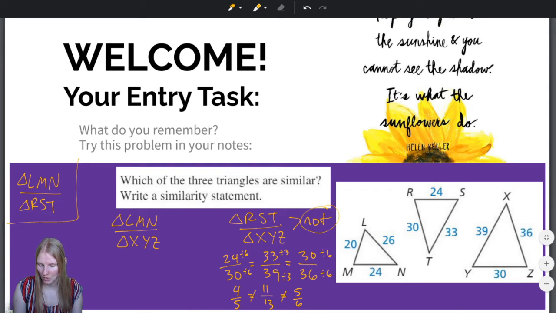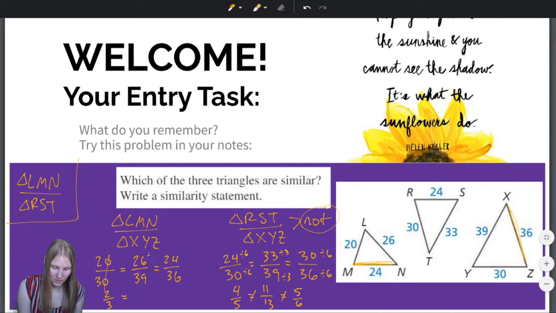We'll take the shortest side, 20, over the shortest side of XYZ, which is 30. That needs to be equal to the longest side, 26, and the longest side, 39. And that needs to be equal to the medium side, or the middle side, 24 and 36. When we simplify these fractions, we get 2/3. I can see that because the zeros cancel. Is equal to 26 over 39.